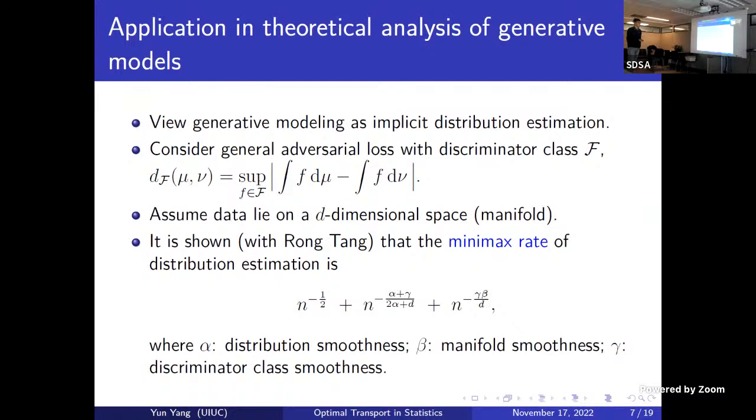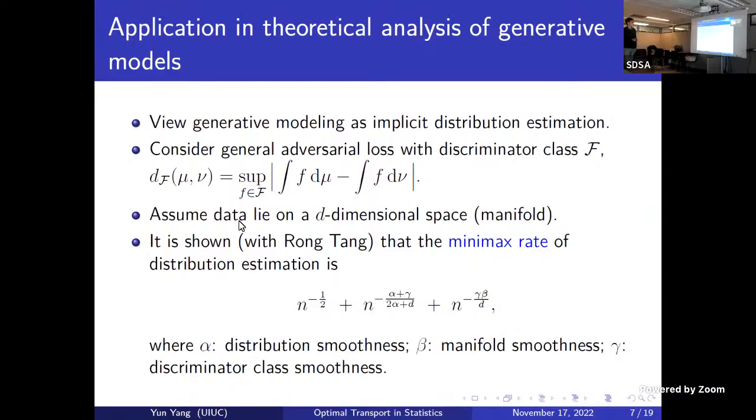So more rigorously, we assume it to be a manifold. It can be nonlinear. It does not have to be a linear space. Otherwise, it would be relatively simple. So the theoretical question is, for those generic models, how can you utilize those low dimensional structures? Or in other words, if we know the data is indeed low dimensional, what is the fundamental lower bound? What is the best thing you can do in terms of density estimation?